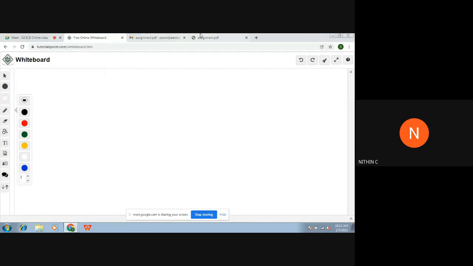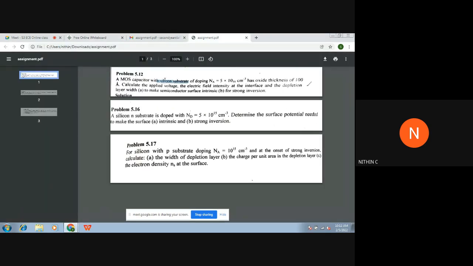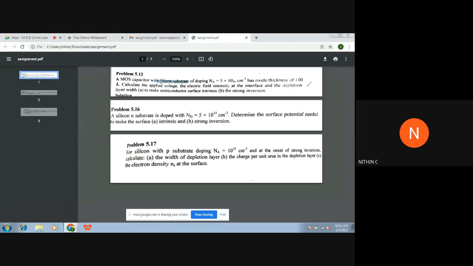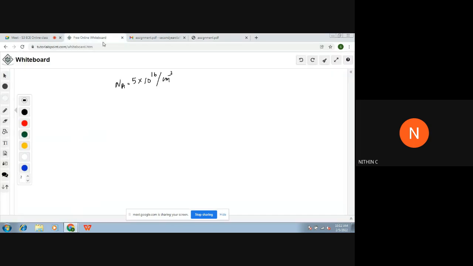Since it is mentioned a MOS capacitor with silicon substrate, first you can write all the known values. Initially, Na is equal to 5 into 10 raised to 16 per centimeter cube. That you understood. Then it is a silicon substrate, so you can write epsilon r silicon is equal to 11.8. Epsilon 0 is a common value, 8.85 into 10 raised to minus 14. Let us write the known things first.